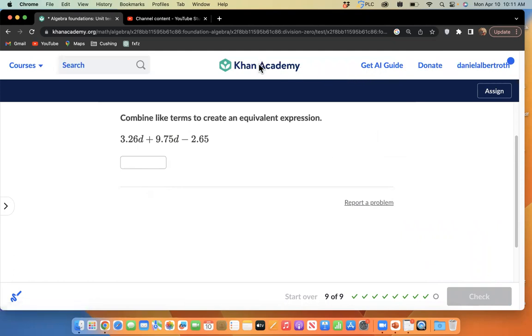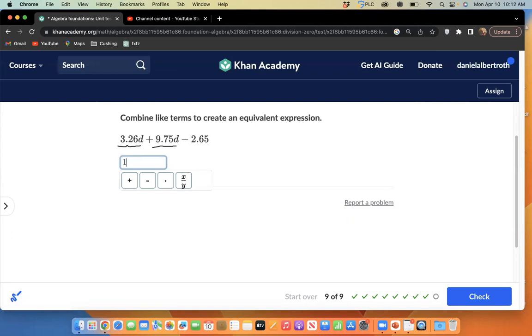All right. This is the last question. Let's combine like terms to create an equivalent expression. So my like terms are right here. They both have the variable d. If I add these together, I'm going to use a personal little calculator here. So I got 3.26 plus 9.75. It's going to give me 13.01. So it's going to be 13.01d. Those both have d, and then minus the 2.65. The 2.65 cannot be combined with the other terms because it does not have the variable d. So this is going to be our final answer.